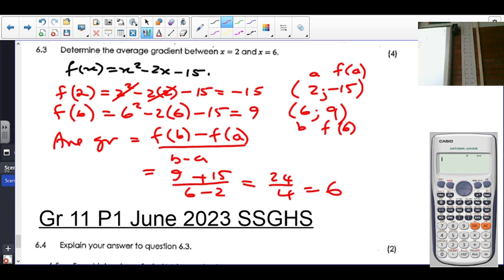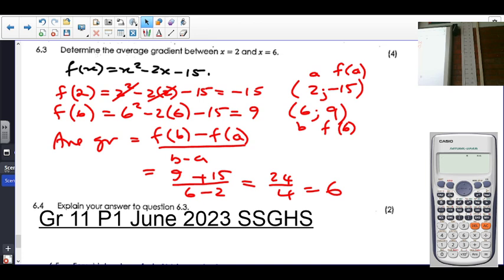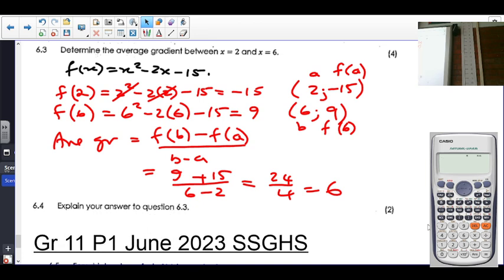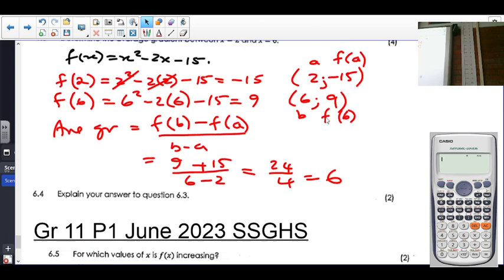So the question says in 6.4, explain your answer to question 6.3. What's your answer here? The graph is increasing. So between x is equal to 2 and x is equal to 6, the graph is increasing at a rate of 6. Okay? That's all you need to write there for your 2 marks.